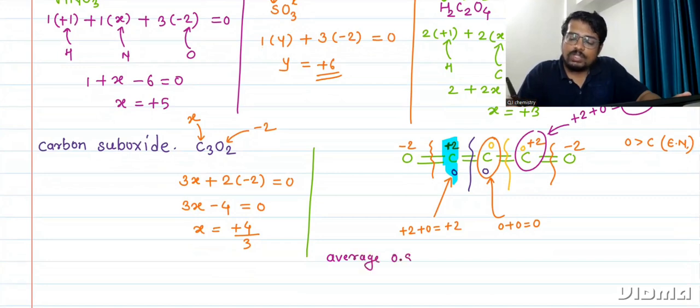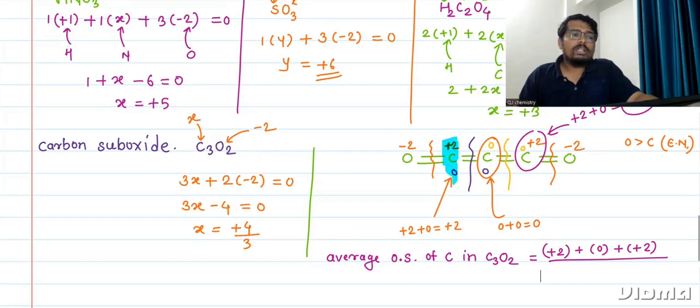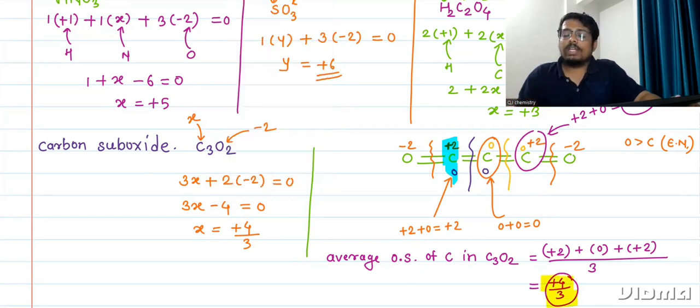Average oxidation state of carbon in carbon suboxide, C3O2. In carbon suboxide, the average oxidation state is the sum of the oxidation states of carbon, +2 plus 0 plus +2, divided by the total number of carbon atoms. How many carbon atoms are there in total? 3 carbon atoms, so divided by 3. So it is +4 by 3. So 4 by 3 is nothing but the average oxidation state.